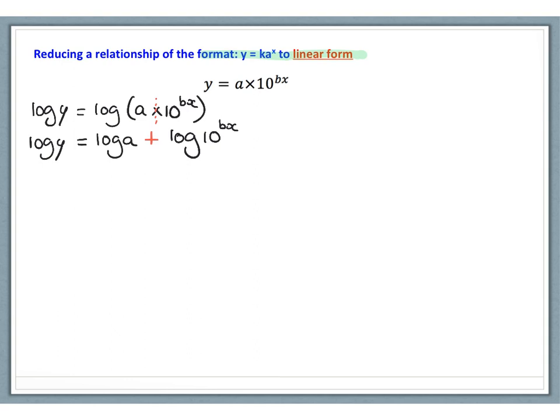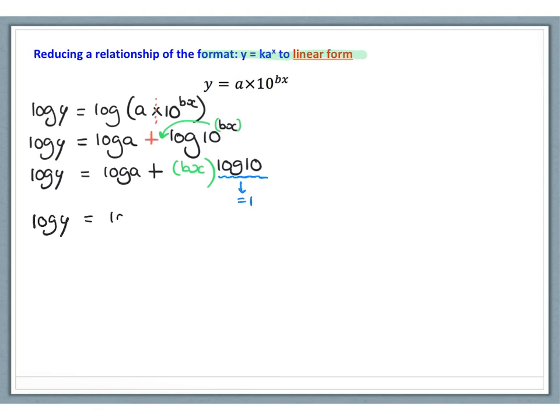We can then use another log rule to move this bx to the front here. So we get log y equals log a plus bx multiplied by log 10. But remember, we're working in base 10. So log to the base 10 of 10 is simply equal to 1. So this whole relationship can be written as log y equals log a plus bx.